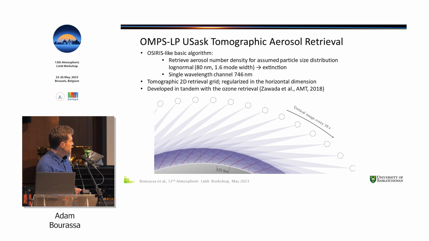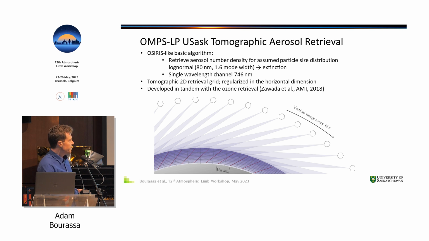And you can see that these are spaced about every 125 kilometers along the satellite track. And what we traditionally do in limb is we take one radiance profile and retrieve one aerosol profile. But when you have rapid imagery like this, you can set up a two-dimensional grid, a grid that moves along the satellite track and in altitude.